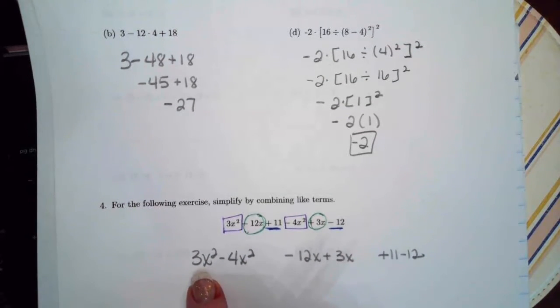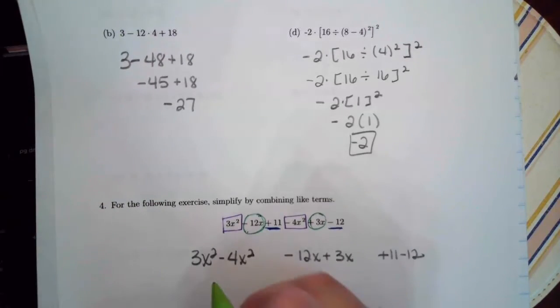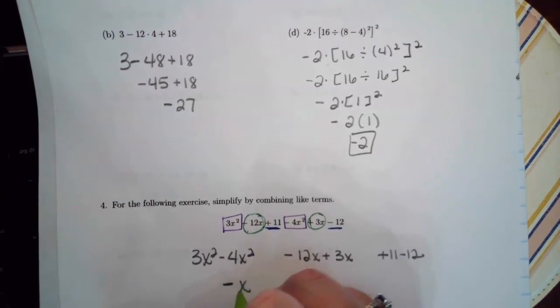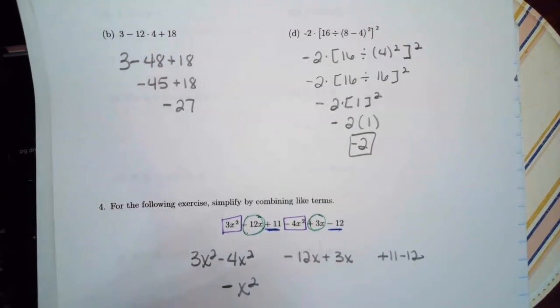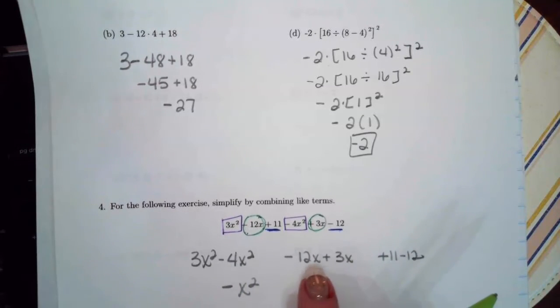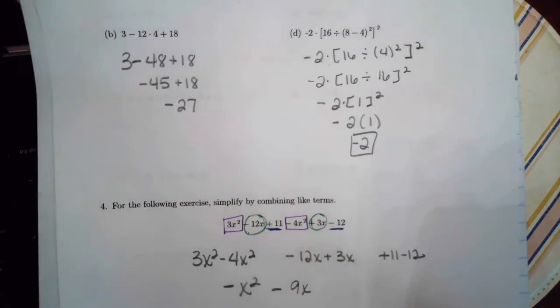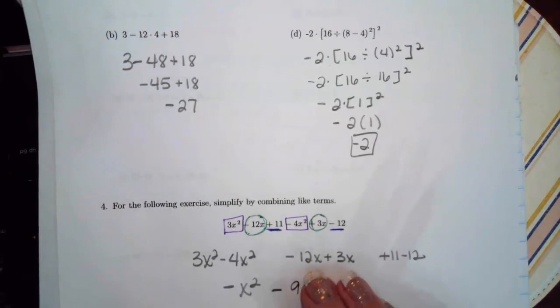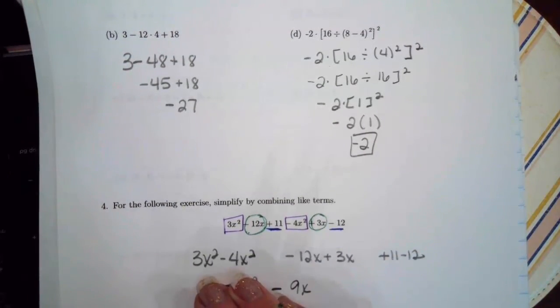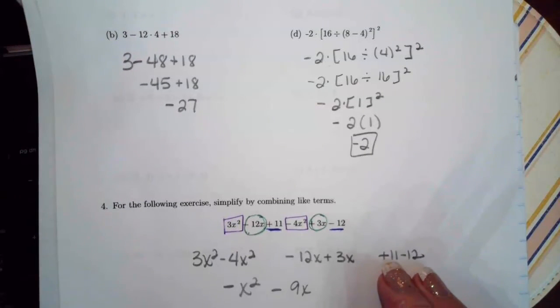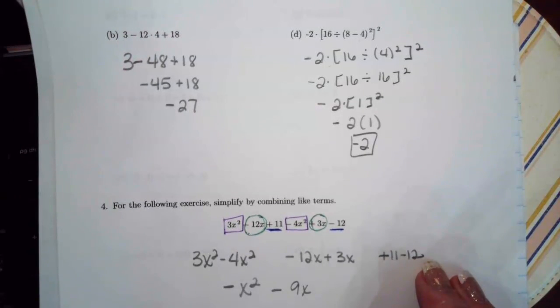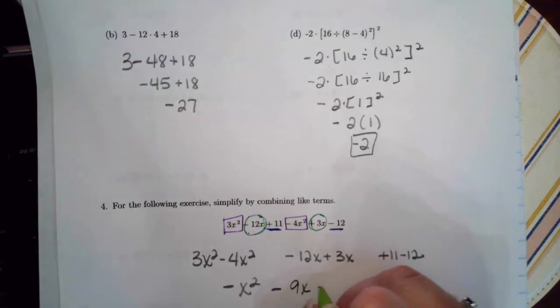I have 3x squareds here minus 4x squareds there, means I've got a negative 1x squared. So 3 minus 4 is negative 1 of them. Negative 12x's plus 3x's is going to be a negative 9x's. So only the coefficient changes. Don't change this to an x squared. Don't change that to an x to the 4th. And then 11 minus 12 is going to be negative 1.